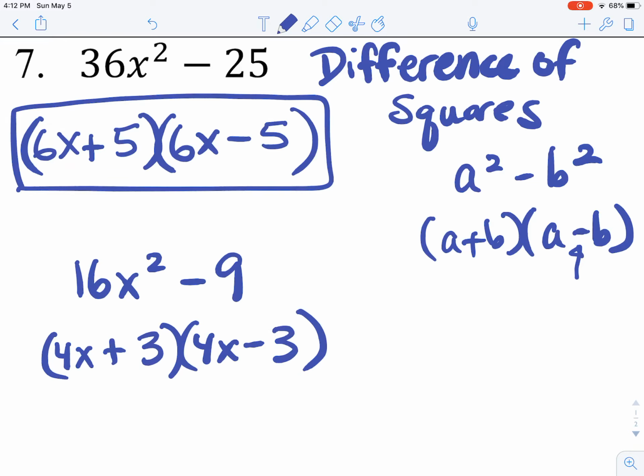It's really straightforward. And so if you ever see one with just two terms and there's a negative sign in the middle, ask yourself, are these both perfect squares? Because if they are, I'm in luck.